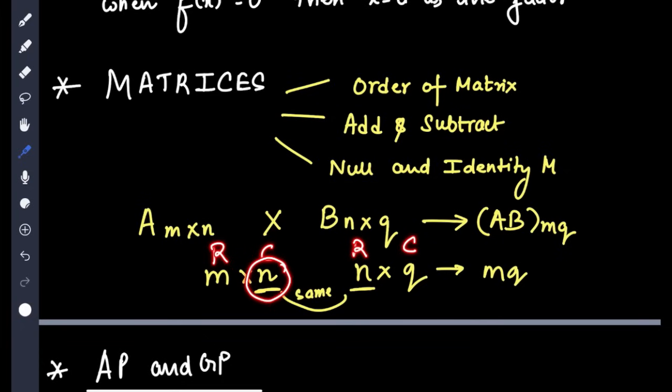So the number of columns from the first matrix should be equal to the number of rows in the second matrix. These are equal and same. That means the order will be now m cross q, right? Very easy to calculate. Then add and subtract matrices. Null matrix is the zero matrix, right? Identity means 1 0 0 1.